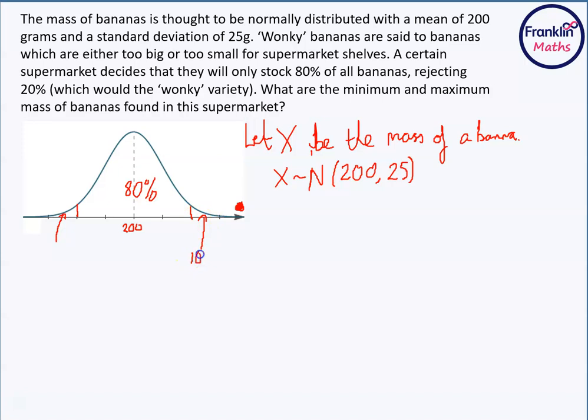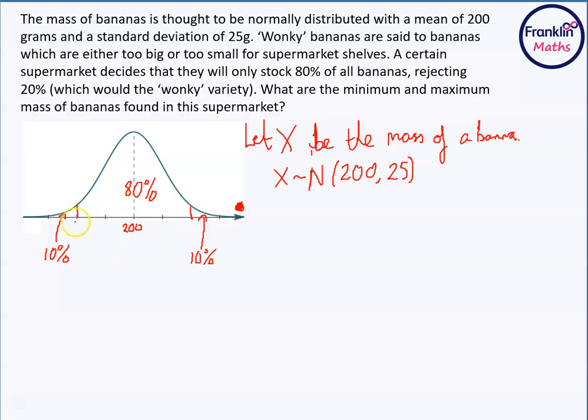This area here is going to be 10%. This area is also going to be 10%. Okay. Now what we're going to do on the calculator, I'm going to use the central tail for this one. You don't have to use the central tail. You could use a left tail and a right tail and do it all separately. It all works out exactly the same.